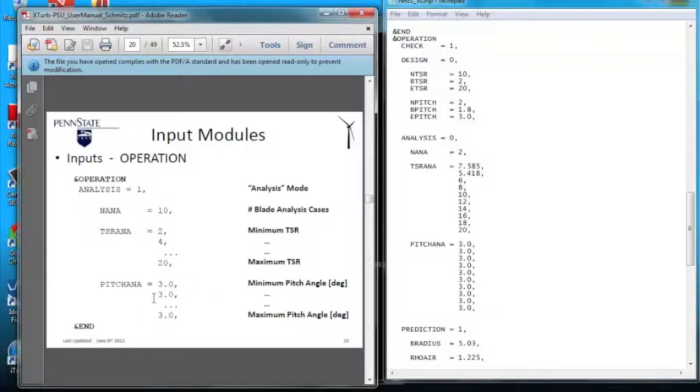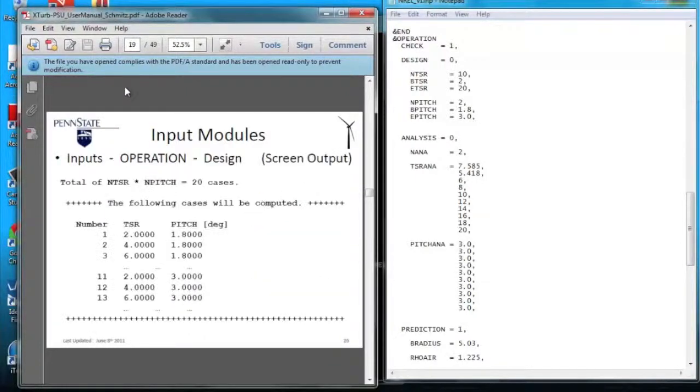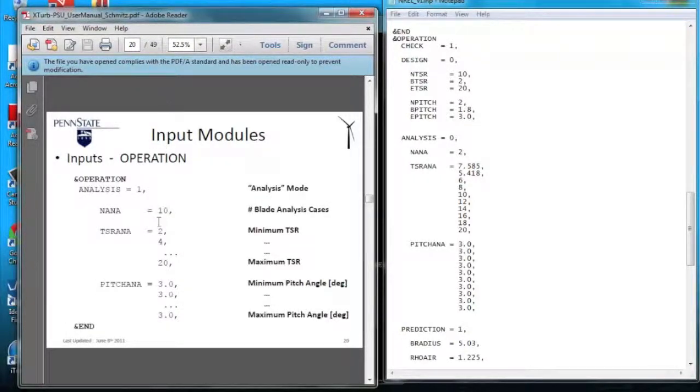Even though here in this example you're not changing the pitch settings, you have to specify 10 entries into the array called pitch ANA. Otherwise it won't work. Technically, you can, in the analysis mode, specify 20 cases and then manually fill in the entries so that you would get the same cases as you got for the design mode, but it's much easier to use the design mode for that purpose.